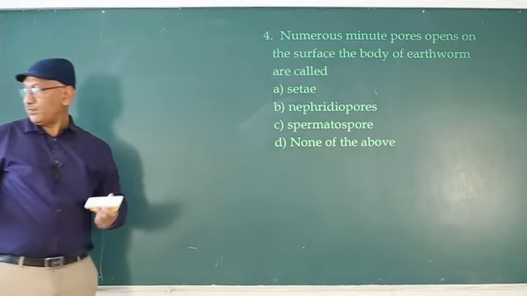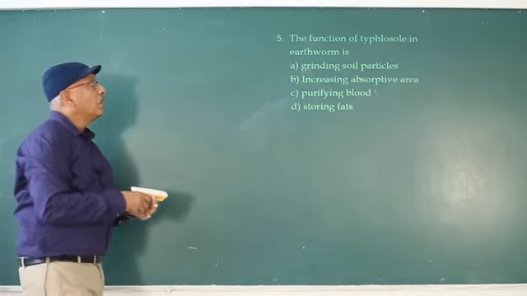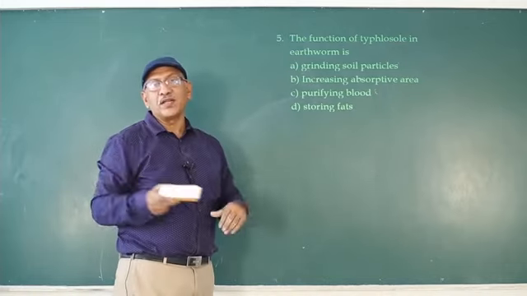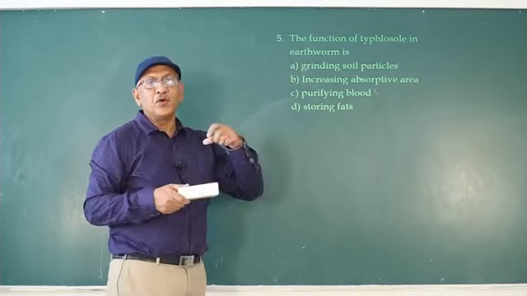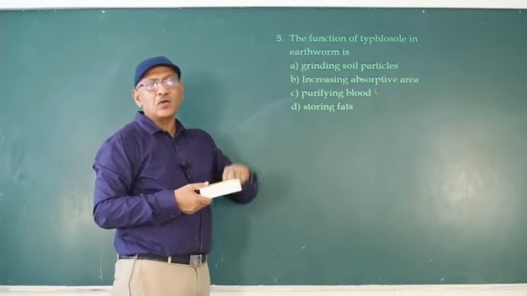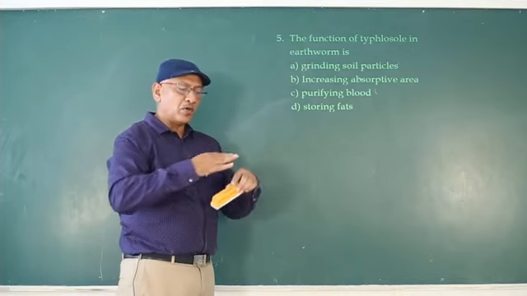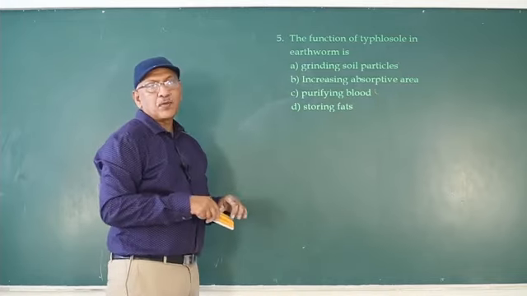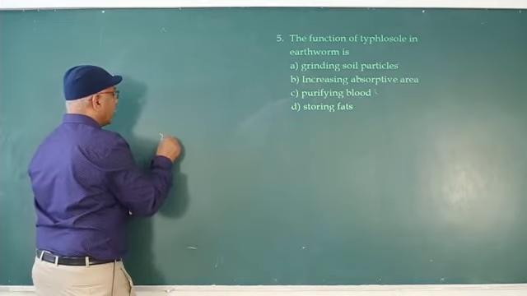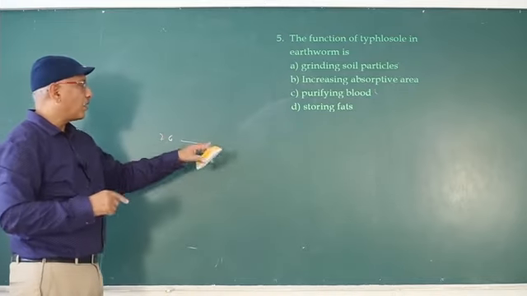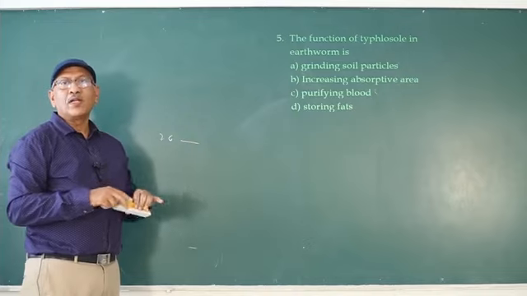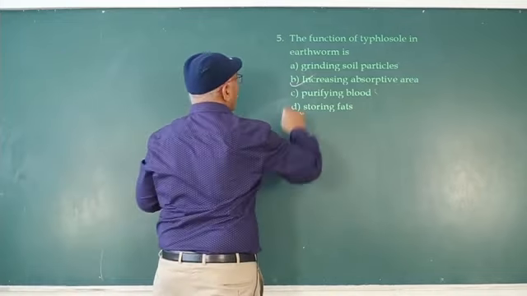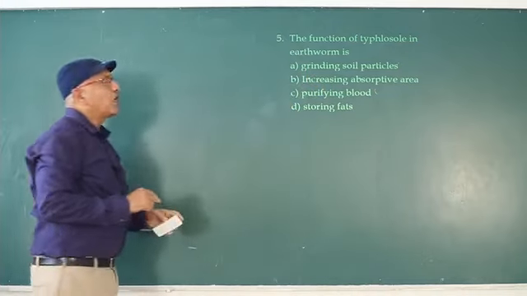So next question. The function of diplosole in earthworm is increasing the absorptive area. Diplosole is a mid-dorsal fold present on the dorsal surface. If it becomes unfolded, what happens? Area of absorption increases. Diplosole is present from the 26th segment to the last, except the last 23 to 25 segments. Answer is increase absorptive area.